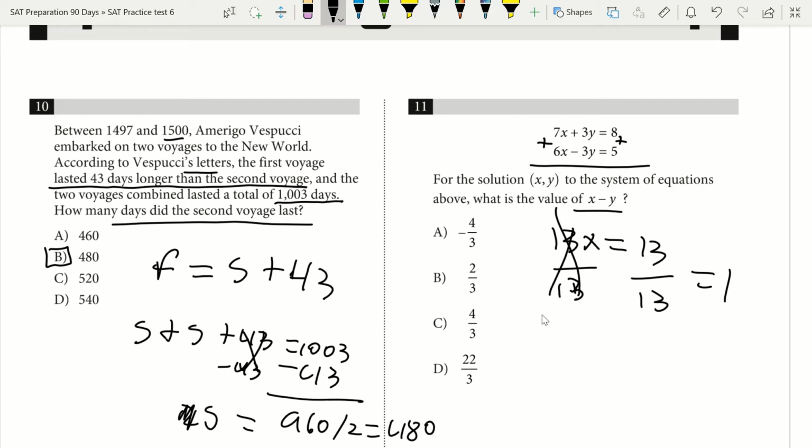At that point, I just go ahead and plug in a 1. We'll pick this one up here. So we got 7 times 1, that's 7. 7 plus 3 times what gives me 8? Well, I subtract 7 from each side. 8 minus 7 leaves me with 1. So now I have 1 equals 3y, divide each side by 3, and I see that y equals 1/3. So x is 1, and we have 1 minus 1/3. That's going to leave us with 2/3. So our answer there is going to be B for number 11.